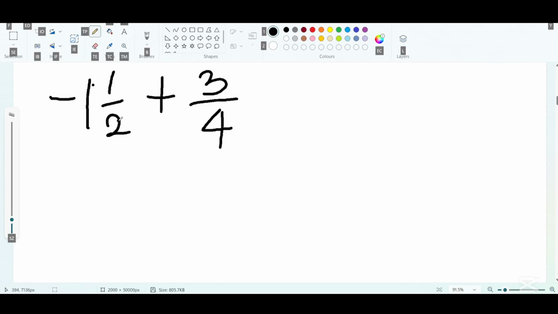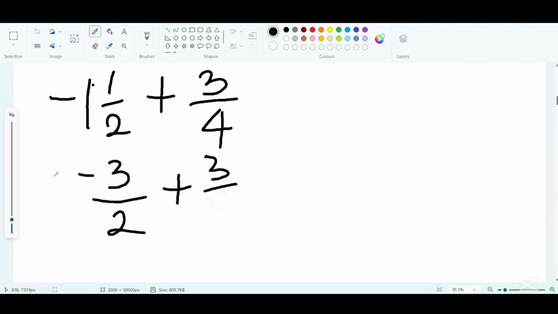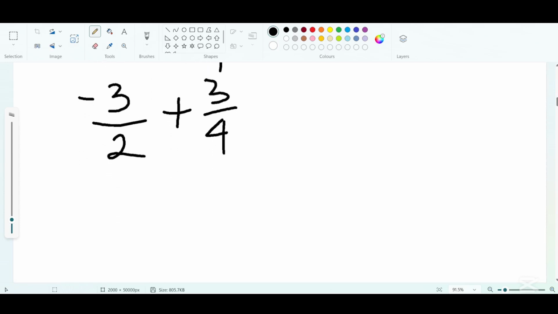So we say 2 times 1, that is 2, plus this 1, that is 3 all over 2. So it's going to be minus 3 all over 2 plus 3 all over 4. At this point, we can now add them together. So how do we add them together? We need to find the LCM of the denominators.